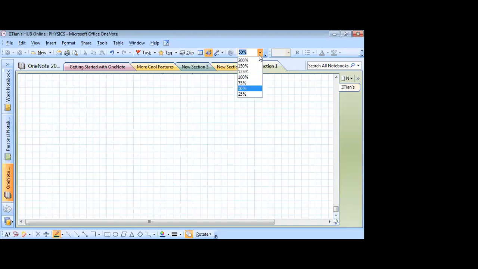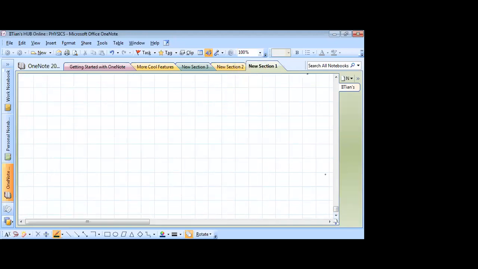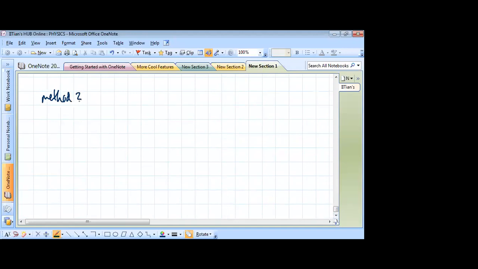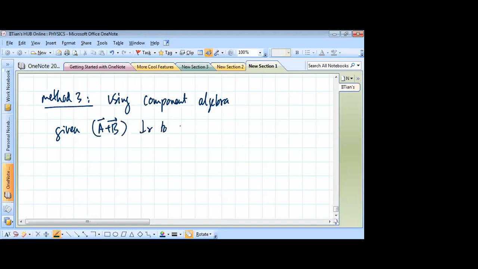Okay. Now let's also understand this question by component algebra method, just as an additional practice. It's something interesting. We can also do this by using component algebra. Okay. So given that A plus B is perpendicular to A minus B and magnitude of A is equal to 5.